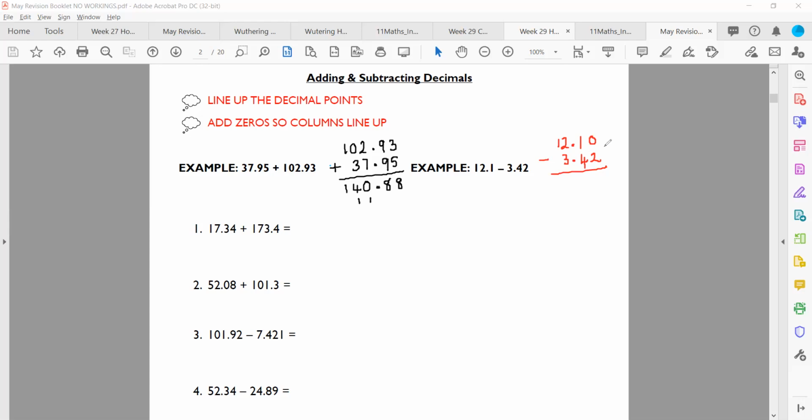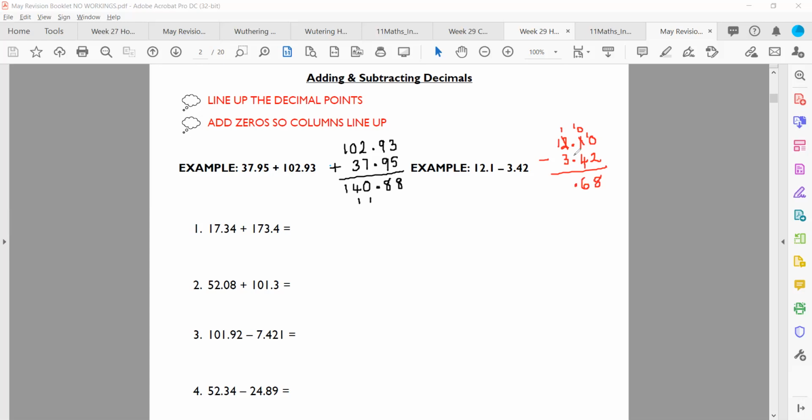Remember, you are subtracting. So 0 take away 2 you can't do. So you will need to go to the next column to exchange. So leave a 0 behind, bring the 1 across. 10 take away 2 would be 8. Now 0 take away 4 you can't do. So again, you need to exchange, leave 1 behind, bring 1 across. 10 take away 4 is 6.